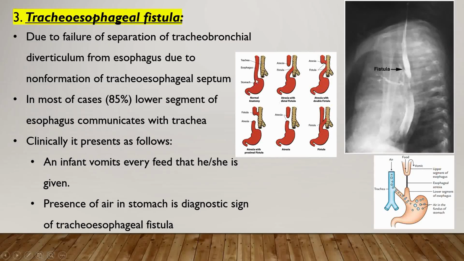You can see here, this is normal anatomy. Here there is atresia of the esophagus and a distal tracheoesophageal fistula. Here there is atresia along with proximal and distal tracheoesophageal fistula. Here there is atresia with proximal tracheoesophageal fistula. Here there is no fistula but only atresia. Here there is only fistula but no atresia, so there is still communication persisting between the esophagus and the trachea.